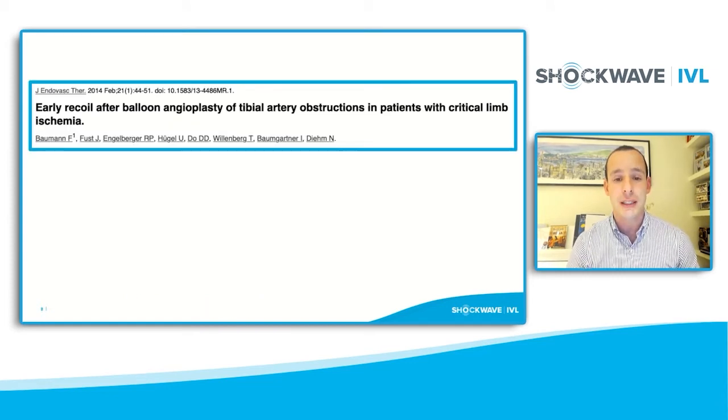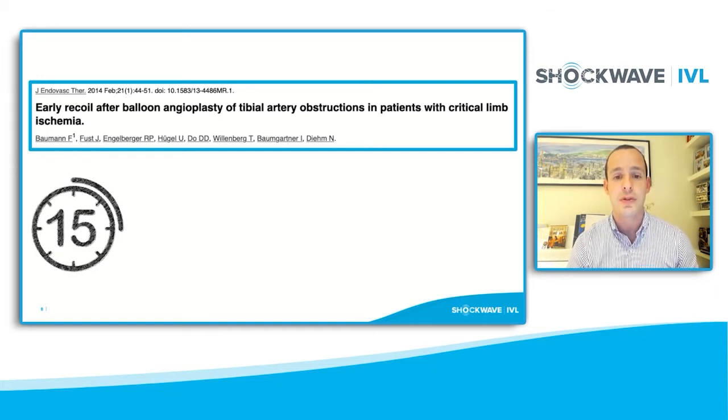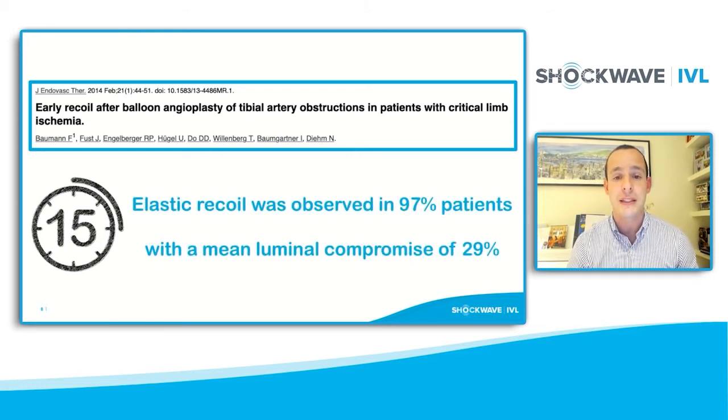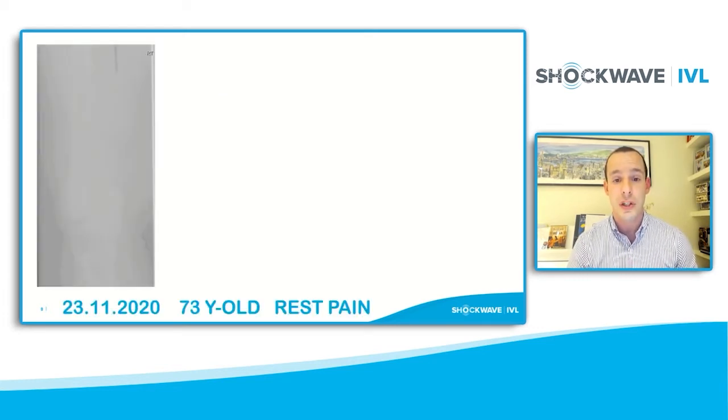Essentially, it's not just about the primary treatment. You can also see the vessels very easily recoil after angioplasty. This paper demonstrated this in the BTK segment, but it also applies to all the other vessels. The elastic recoil was observed in 97% of the patients with a mean luminal compromise of almost 30%.